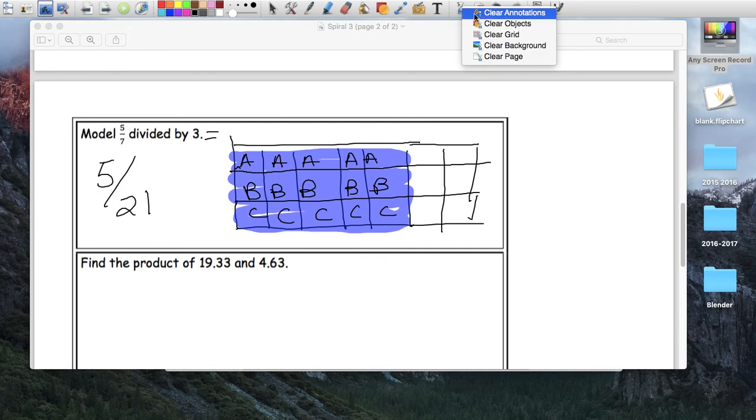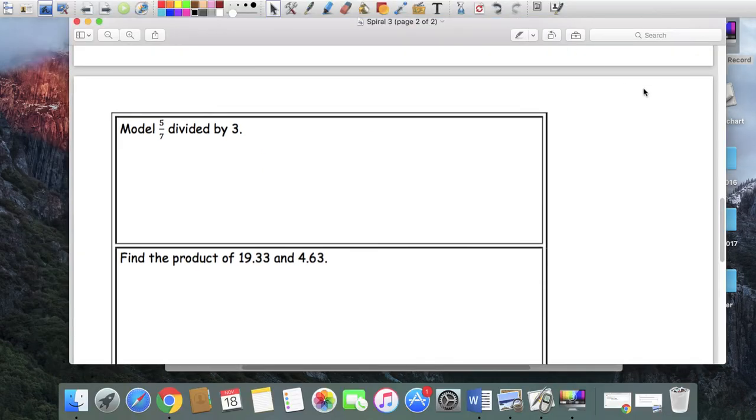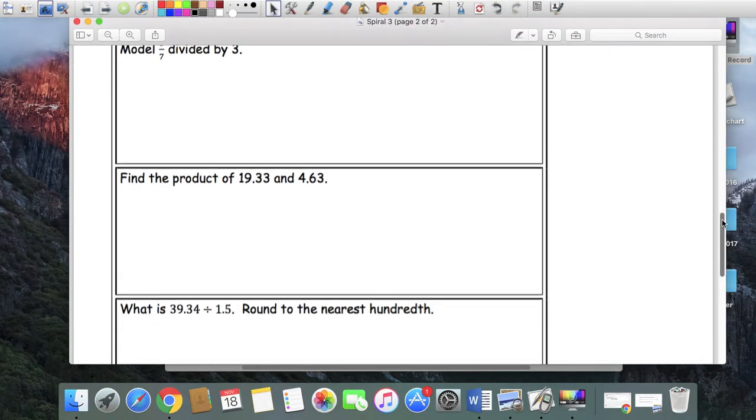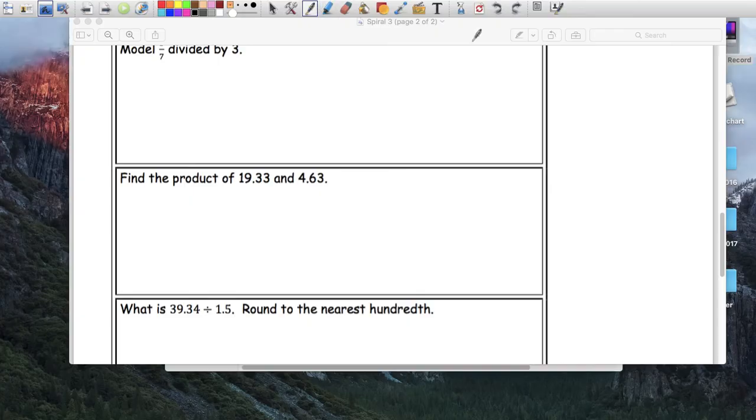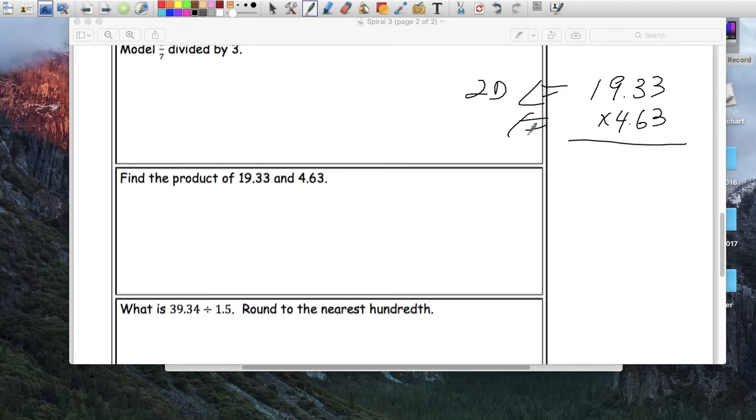Find the product. Oh boy. Okay, here we go. So I'll do that here because there's more room. 19.33 times 4.63. I know that this has 2 decimal places and this has 2 decimal places. So my answer is going to have a total of, remember, you have to add these, 4 decimals.